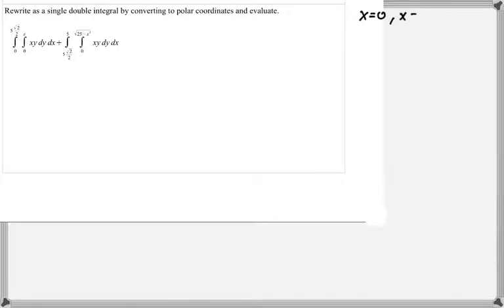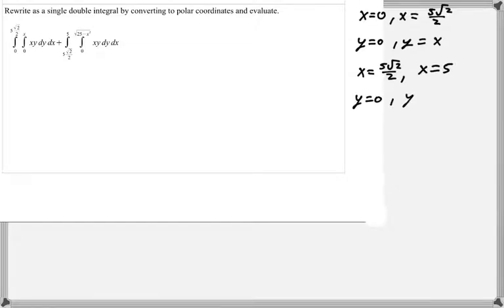All right, so the first integral is x is equal to 0 to x is equal to 5 root 2 over 2. y is equal to 0 to y is equal to x. Those are the limits of integration for the first one. In the second one, we have x is equal to 5 root 2 over 2 to 5. And then limits of integration for y are y equals 0 to y equals the square root of 25 minus x squared. So we're just going to put all this information in and see what we're looking at here.